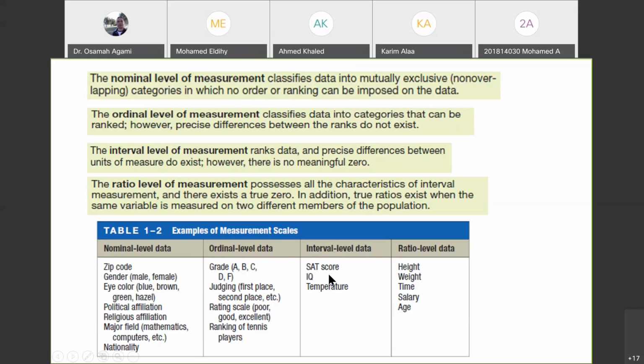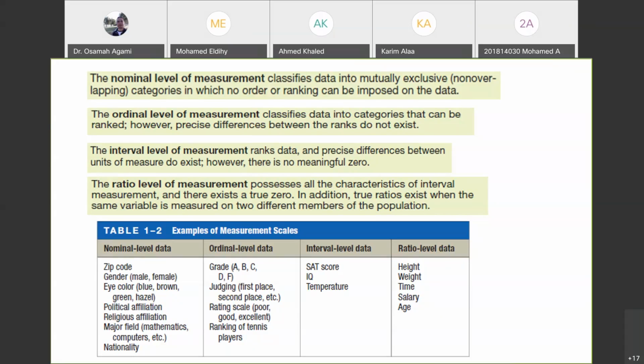But if you have SAT score 0, it doesn't mean you are a hopeless case, because the SAT score does not start from 0. 0 doesn't mean this person doesn't know anything. The IQ as well, 0 doesn't mean this is an abnormal person. The temperature, 0 doesn't mean there is no temperature, but the 0 is the ice temperature.